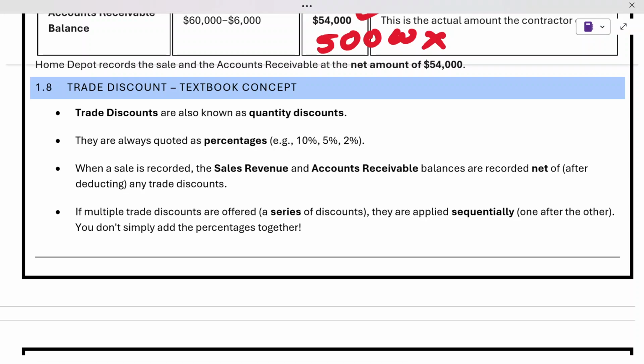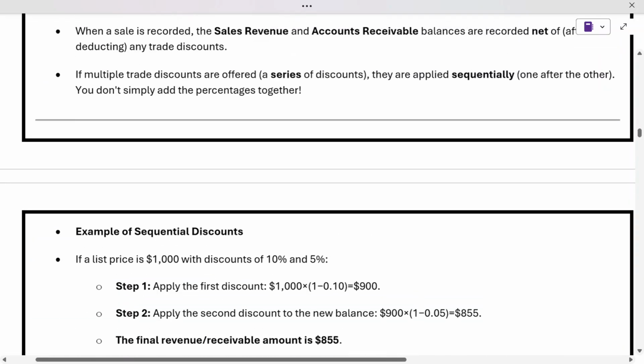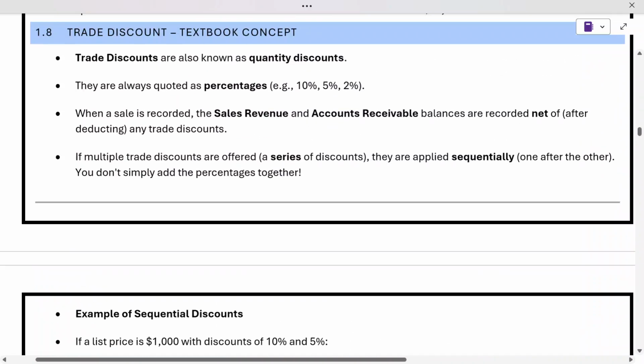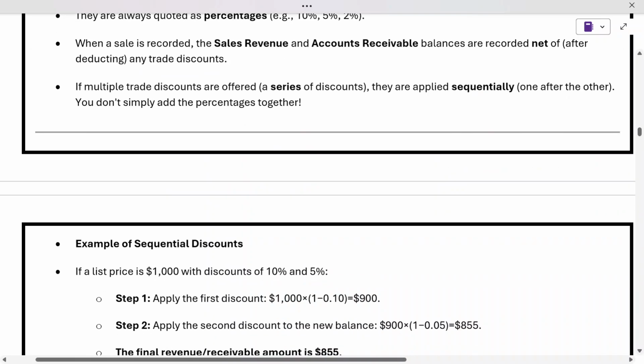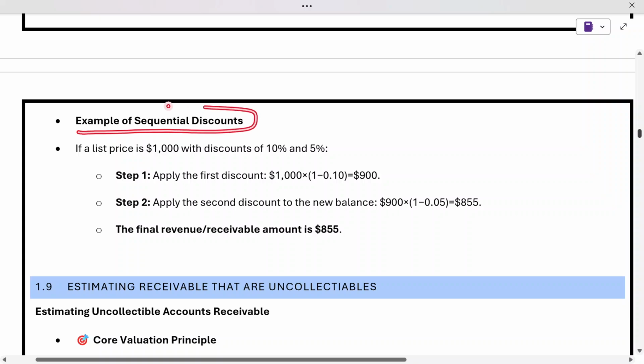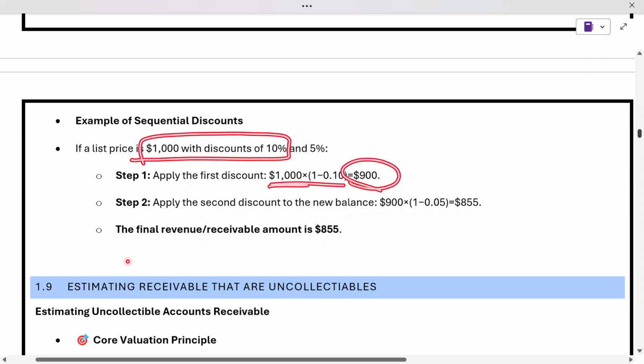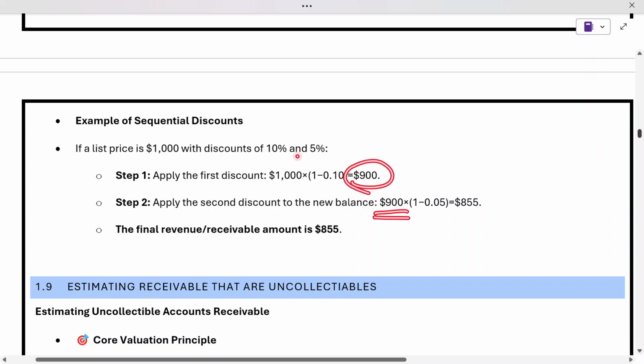So this is the overall concept, that the discounts should be applied sequentially, one after the other, as we saw here. Now I have made another example for sequential discount. If the list price is $1,000 with discounts of 10% and 5%, then the first discount will be applied on this $1,000, making it $900, and then the second discount will apply on this new value of $900, and the discount is 5%, making it $855, which is the final amount here.